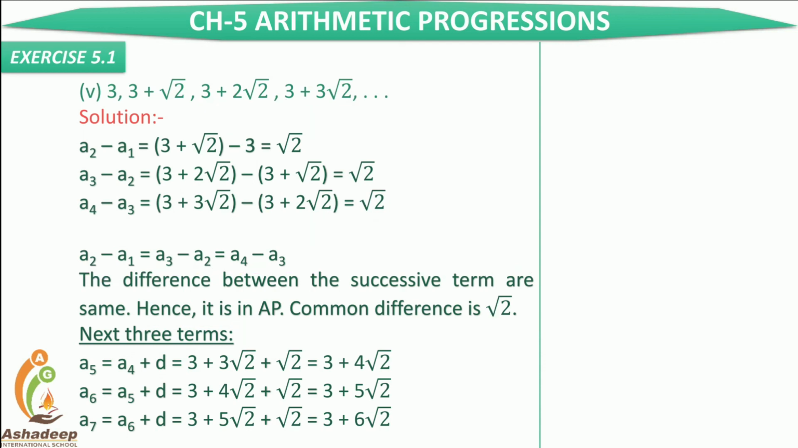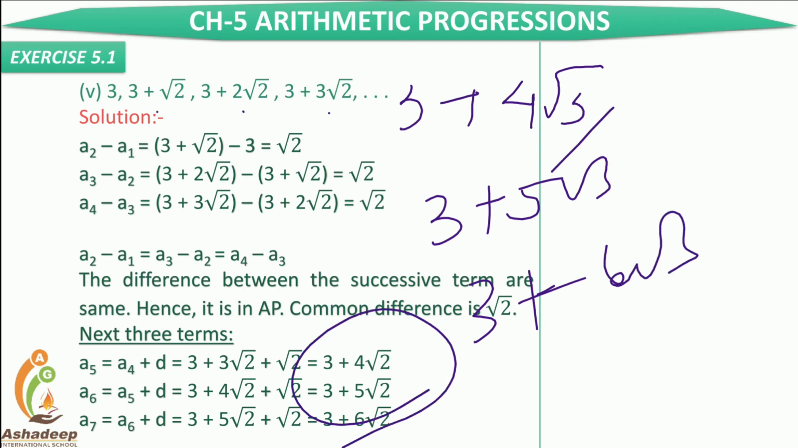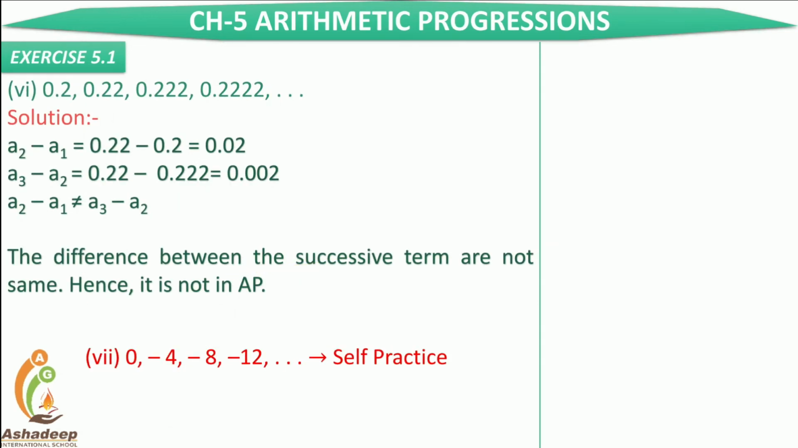Right? Finding out one more term, what we need to do is 3 plus, here it is 1, here it is 2, here it is 3, so here it is 4 square root of 3. Then 3 plus 5 square root of 3, and then 6 square root of 3. See, here is the answer. Okay, let's move ahead with question number 6.